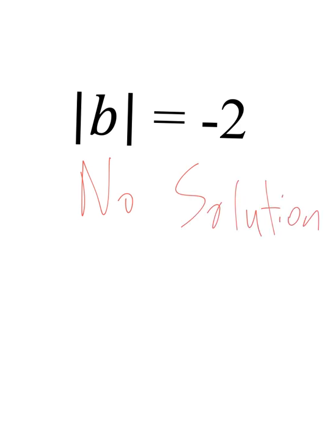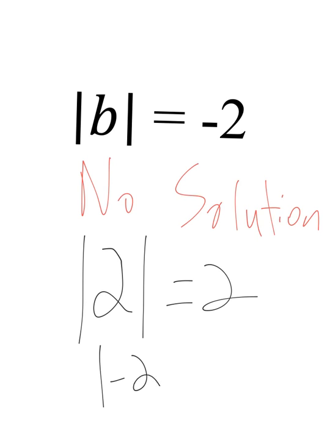If you don't understand why, think about it like this. Absolute value of 2 is 2, and the absolute value of -2 is still 2. So you're never going to equal negative 2. There's nothing you can plug in to get it to equal negative 2.